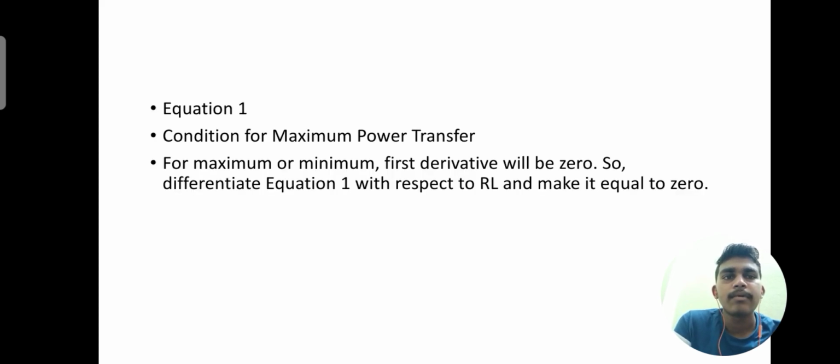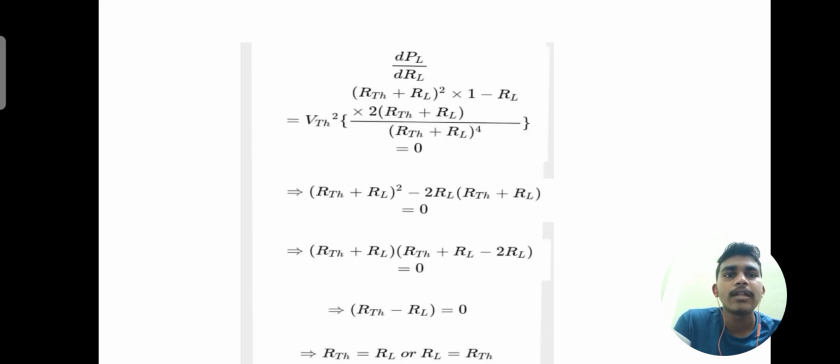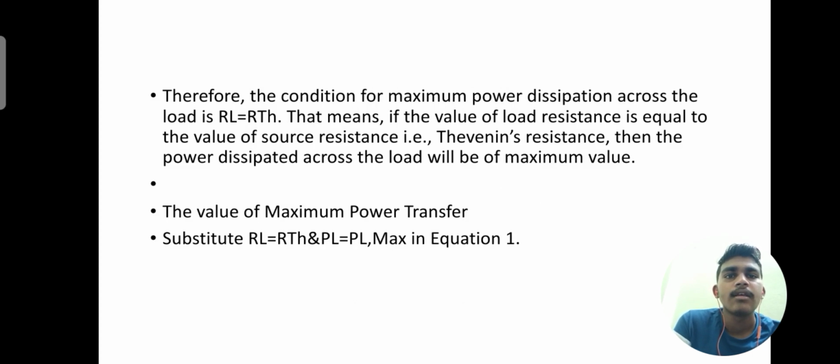Condition for maximum power transfer. For maximum or minimum, first derivative will be 0. So differentiate equation 1 with respect to RL and make it equal to 0. So we can get at last RL equal to Rth. Therefore, the condition for maximum power dissipation across the load is RL equal to Rth. That means if the value of a load resistor is equal to the value of source resistance, Thevenin's resistance, then the power dissipated across the load will be of a maximum value.